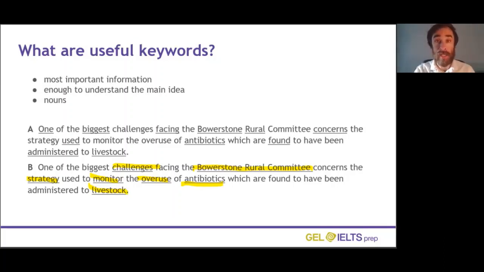So as well as being a complete noun phrase, Bowerston Rural Committee is also a proper noun. We know it's a proper noun because it starts with capital letters, B, R, and C. Proper nouns are very useful things to identify as keywords because they don't change form. They're always the same and they don't have synonyms, generally speaking. And also those capital letters are often easy to identify in the text. Can we think of some more examples of proper nouns? Have a look at the next question below this video.